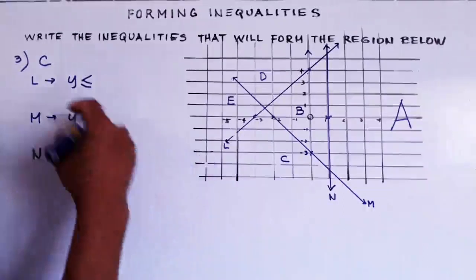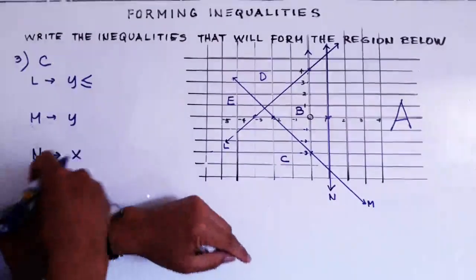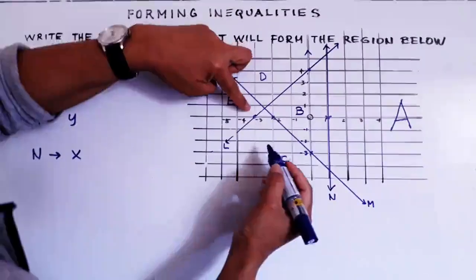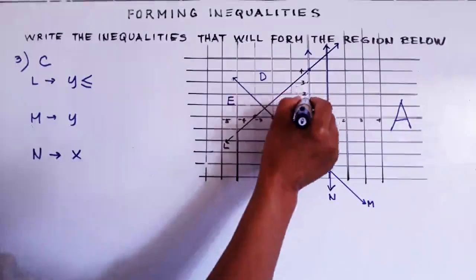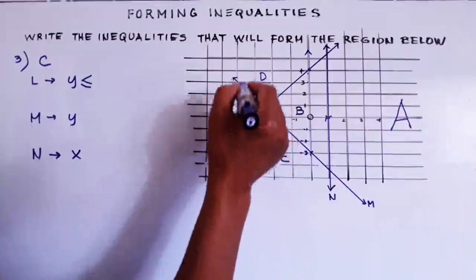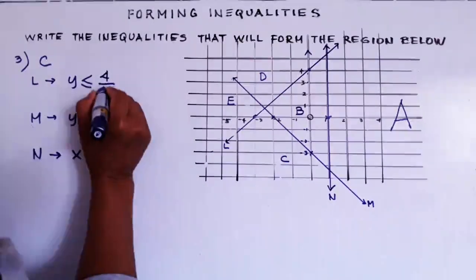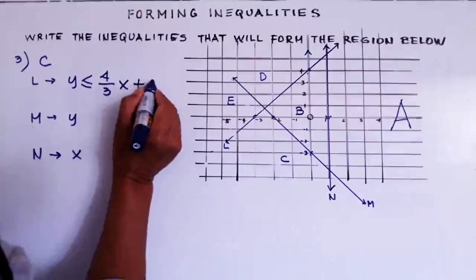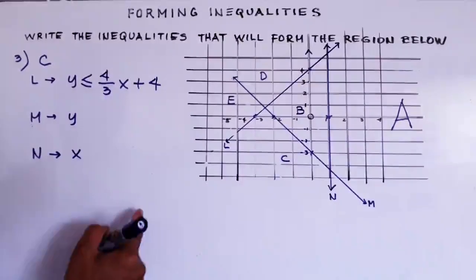Now we have erased number 1, 2, and 3. So we cannot copy anymore the inequalities. So that's fine. L. So L, that one is 4, 1, 2, 3, 4, 1, 2, 3. Negative, negative, positive. So it is 4 over 3x, and then we have intersection 4. The 4 there. Okay, that's for L.